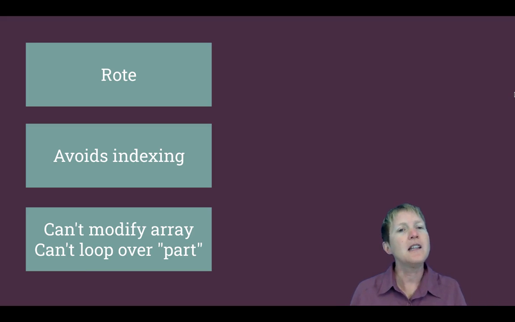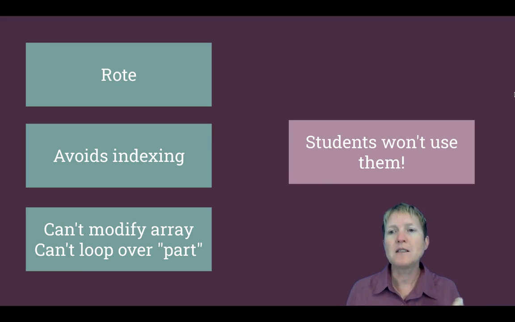Here we are. The key thing to know about this is that learning the use of advanced for loops is just rote. It's a different vocabulary, a nomenclature, a sentence structure, if you will, for the for loop. But there are some limitations on it. The good thing is that students don't have to do indexing. The bad thing is you can't use indexes if you need them. You can't modify the array at all, and you can't loop over just part of the array. And for these reasons, I'm just telling you, your students will not want to use them.